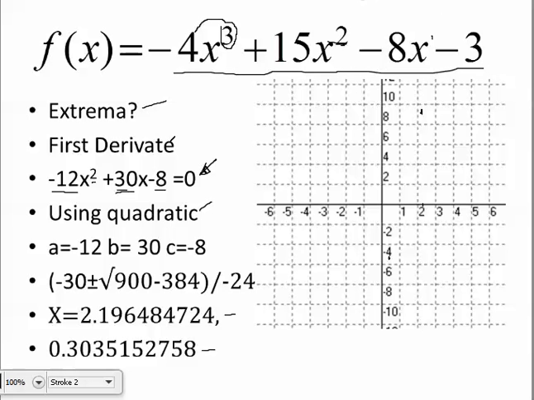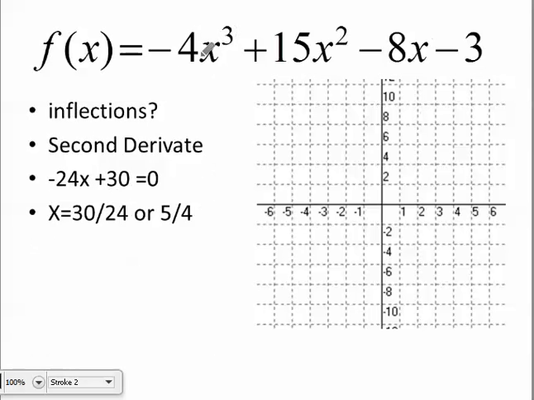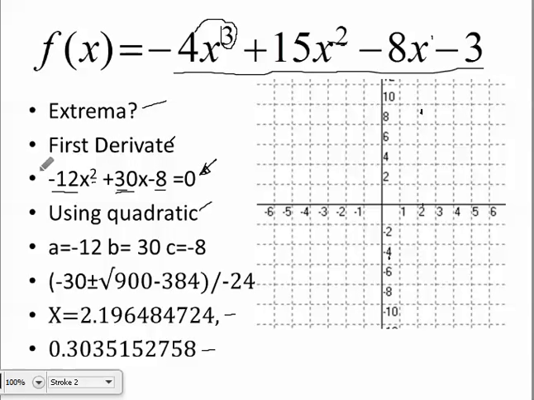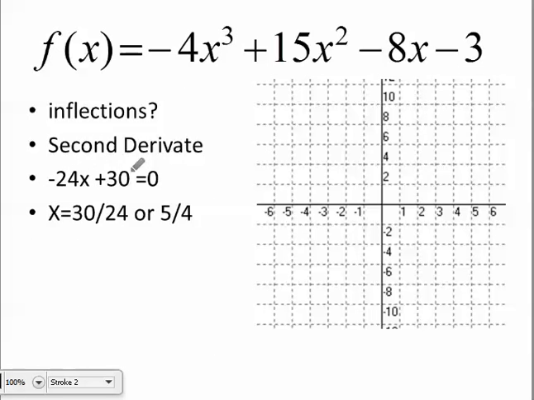Okay? We can also take the derivative again. What I'm going to take the derivative of is this equation right here, my first derivative. I'm going to take the derivative of the first derivative to get the second derivative. So negative 12 times 2 is a negative 24. 30 times 1 is 30. The rest of it's all going to go to 0. It's going to be a negative 24 plus 30.